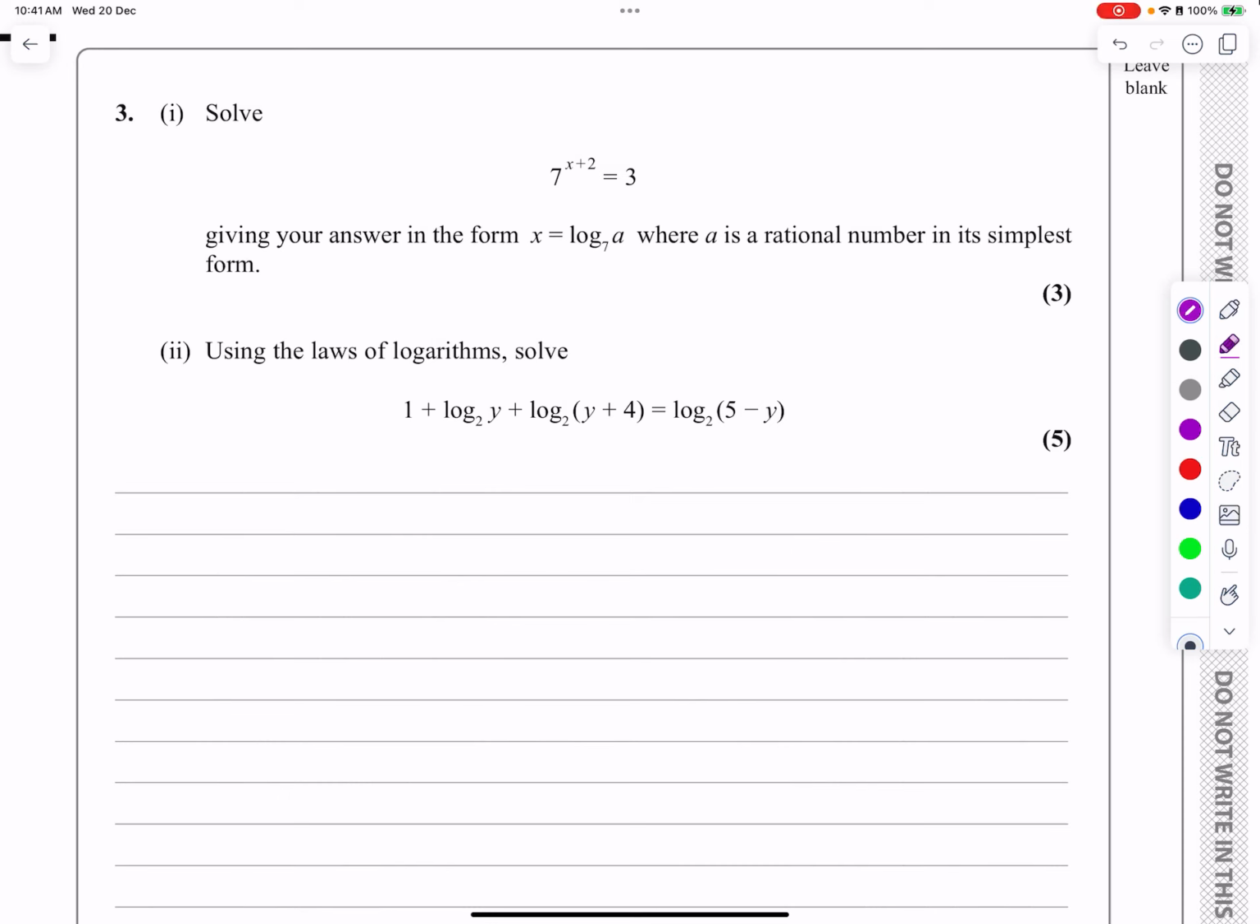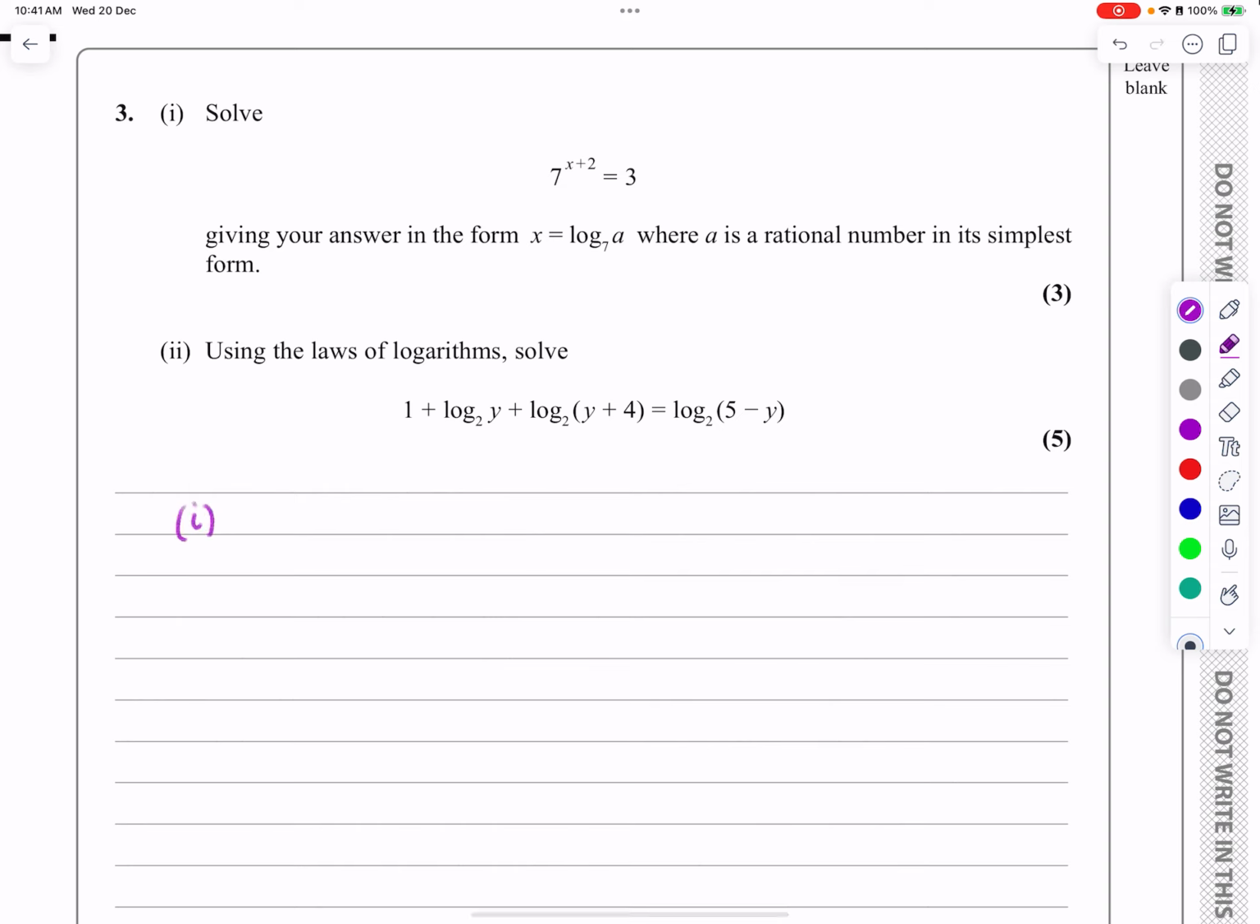Okay, this is the P2 paper from January 2021. It's question number 3, and as we can see, this is an exponentials and logs question. We're going to be using the laws of logarithms. We're going to be solving equations using logs. Let's have a look at part 1.